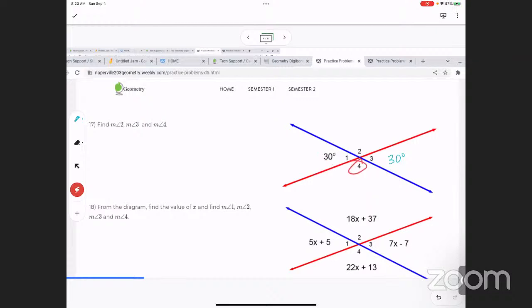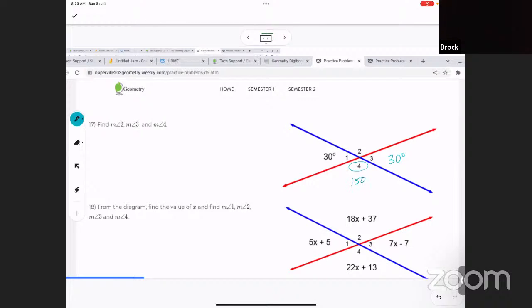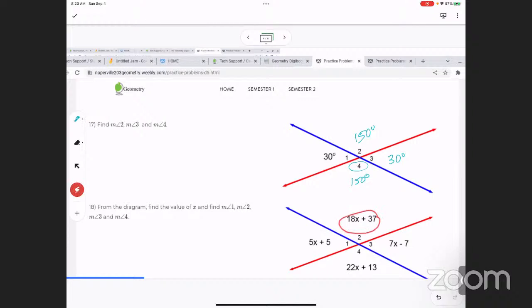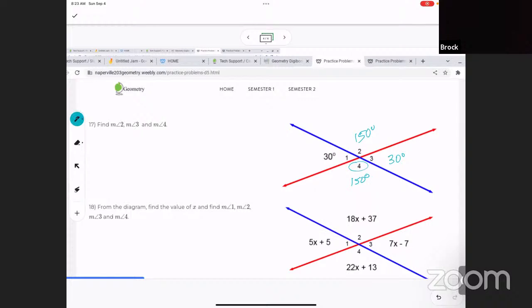Okay. So the 4 would have to be what? 150. Good. And what does 2 have to be? 150 also. Exactly. And the same thing is true for these other ones here. These two have to be equal to each other. So you could do 5x plus 5 equals 7x minus 7. That's right. And that'll help you solve for x, right?